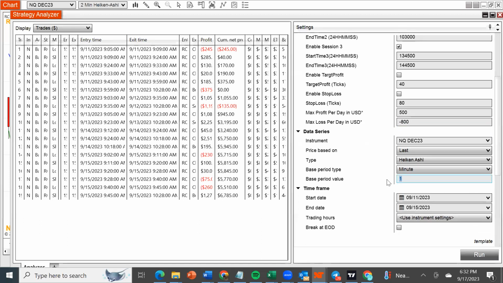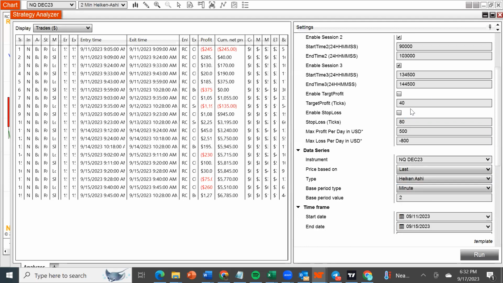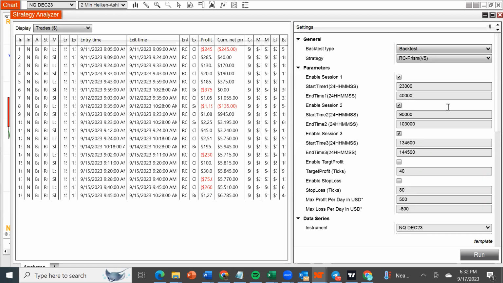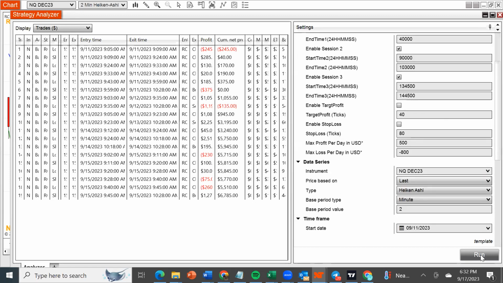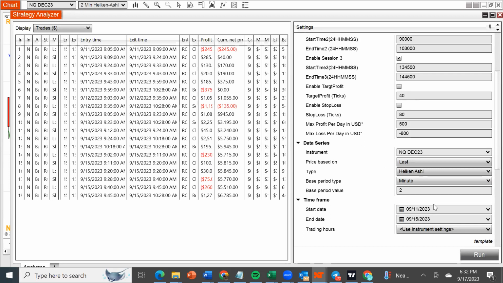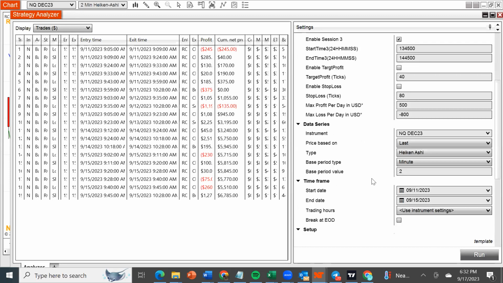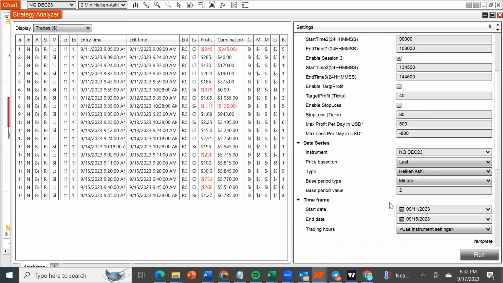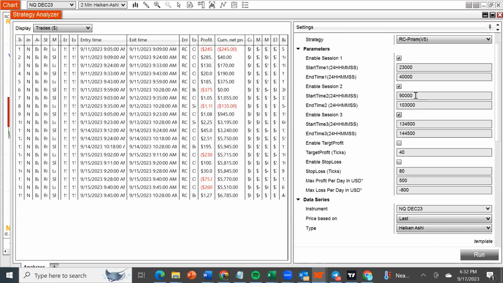So I want to use 2-minute Heikin-Ashi, and I want to see how it would have run with this particular setting. I'm just running it for a week from 9/11 to 9/15. We don't need to put any trading hours, because instead of creating templates for so many different things, here we are giving the hours directly: from 2:30 a.m.